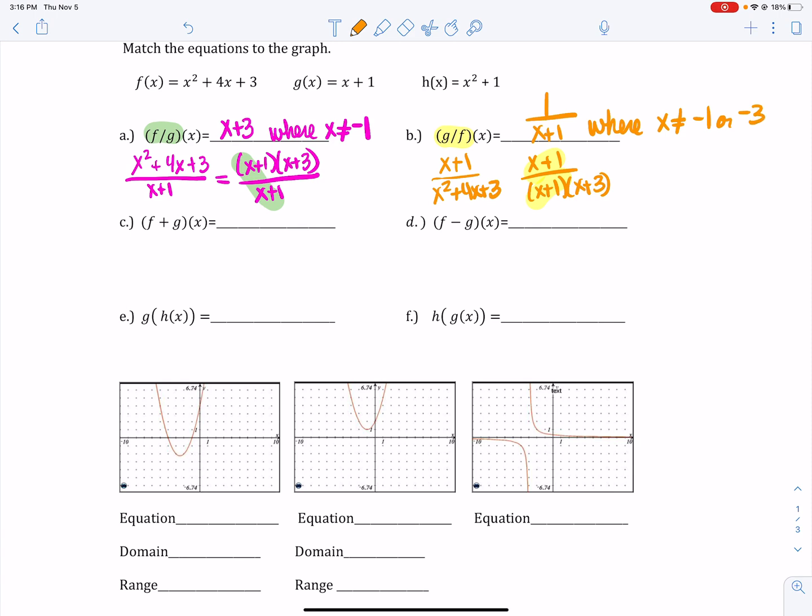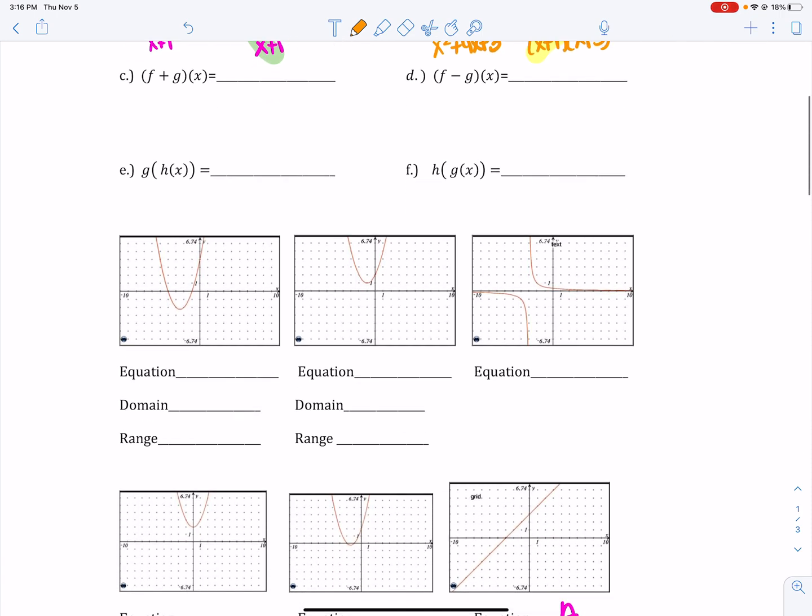So if you think about that, this answer that we have right here, we've never graphed anything like that. If I look at this first equation, it's a parabola. We've never graphed anything like that, so I'm going to assume this is B.